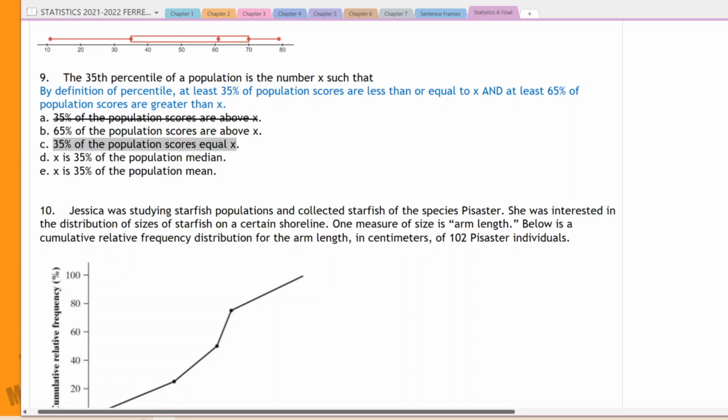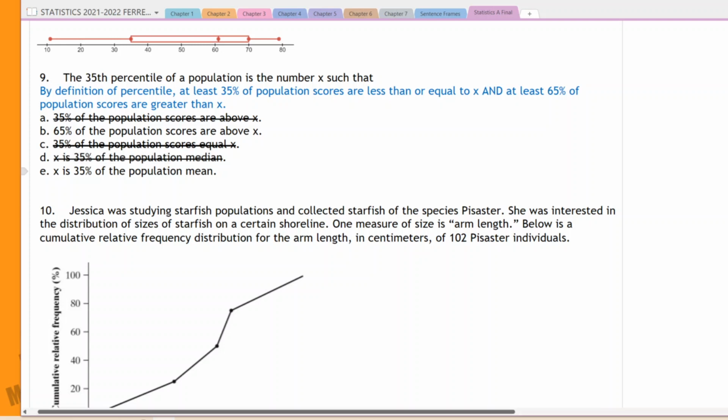Let's take a look at letter C. 35% of population scores are equal to x, and no, that's not correct. 35% are less than or equal to. Letter D: x is 35% of the population median. And that's a really weird number because the median is just a value. 35% of that value is x, is the percentile. That's not quite correct. That's a weird one.